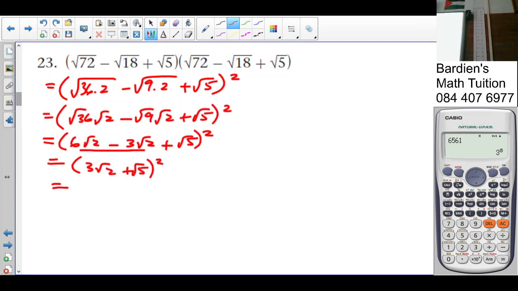So let's square the first term. 3 root 2 all squared is going to be 9. Root 2 times root 2 is 2. That times 2 will be positive 6 root 2 times root 5, which is going to be root 10. The last term squared is going to be root 5 squared, which is 5. What's 9 times 2? 18. 18 plus 5? 23.